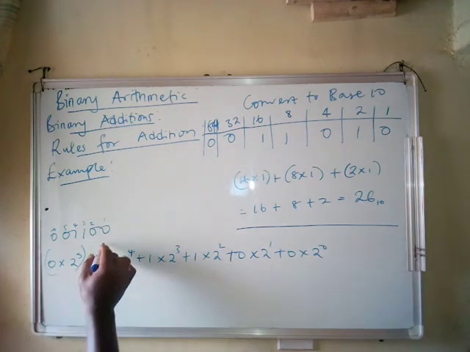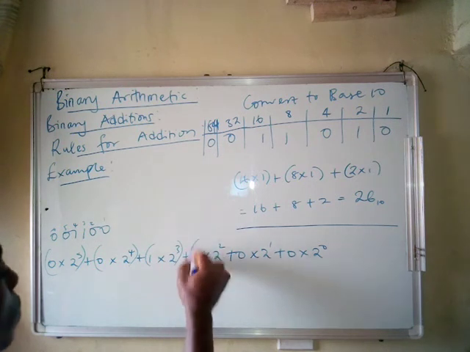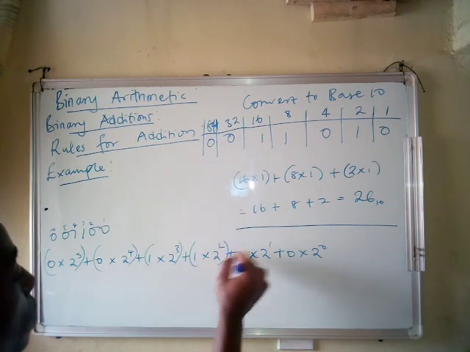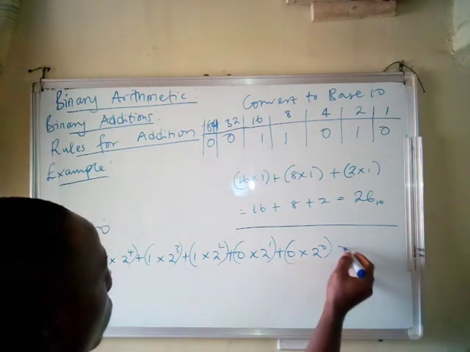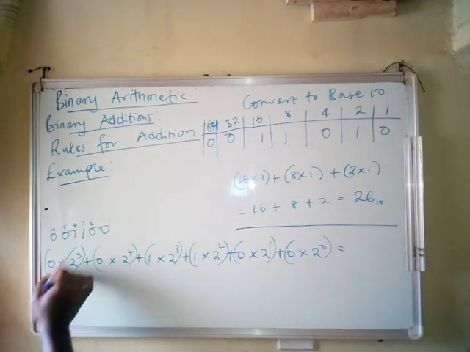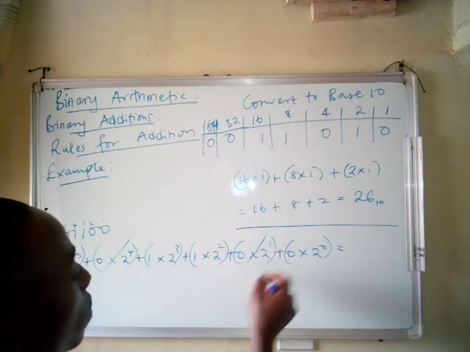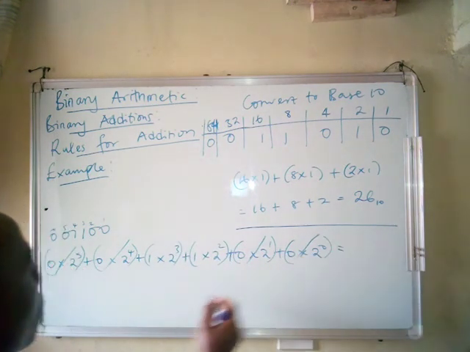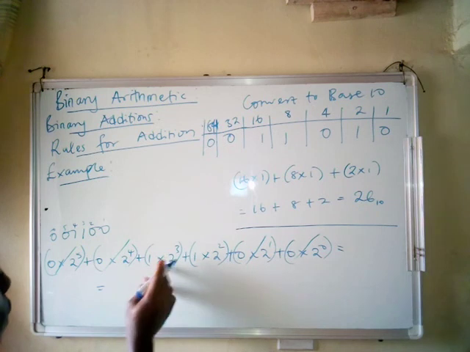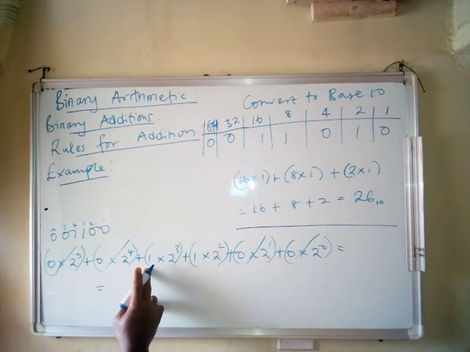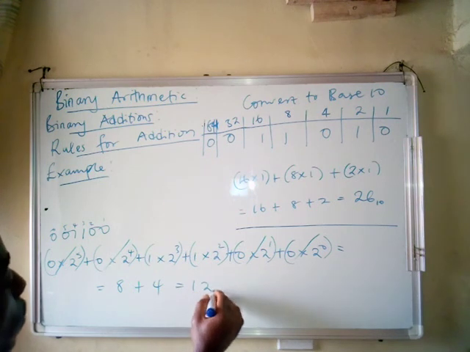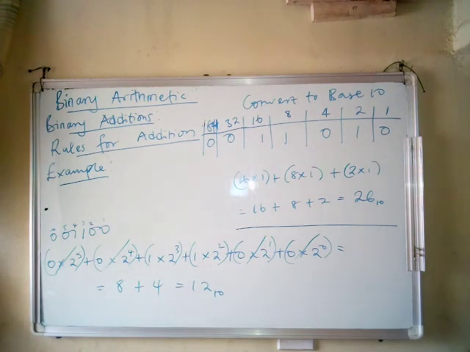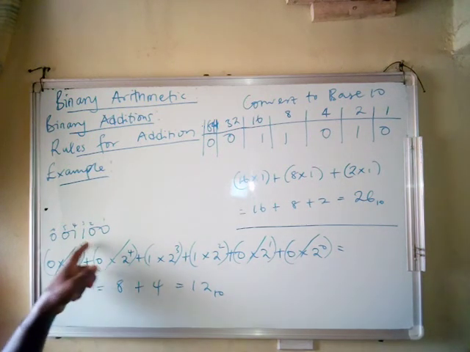So put them in brackets. So this cancelled, cancelled, cancelled, and also cancelled. So what do we have? We have only this: 1 times 2 cubed, so you have 8 plus 4, and that is 12. So 12 base 10. That is for this second one.